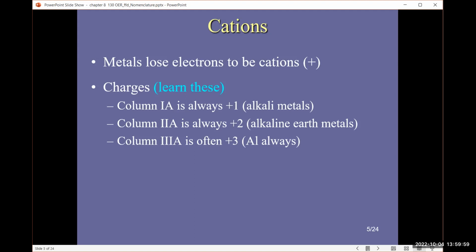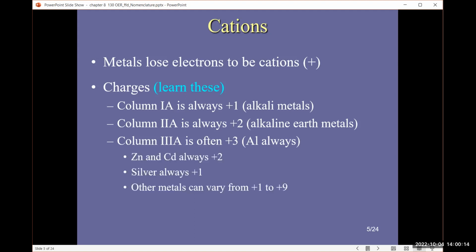An important aspect of this only pertains to those metals in the A elements, okay? We can predict that. The B elements are not as predictable, okay? And those are basically the 16. That means that all the other metals in there, other than the 16, can have an oxidation state of a +1 all the way to a +9. It varies, it really does.